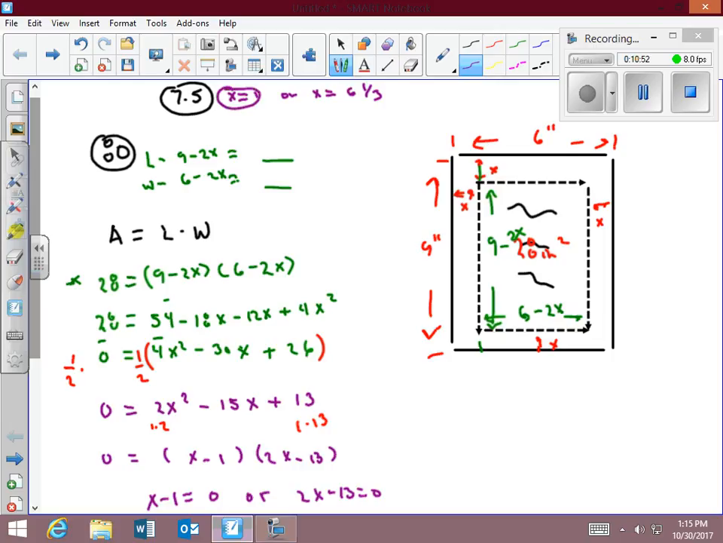Now that's not the answer to the problem. It's when you put 1 in for x. See, you would have 9 minus 2 times 1, so the length would be 7. There would be your answer. And then 6 minus 2 times 1, which would give you 4 for the width. So it's 7 by 4. So it's an example of doing a problem where you have to indirectly get the answer because you can't do it directly.